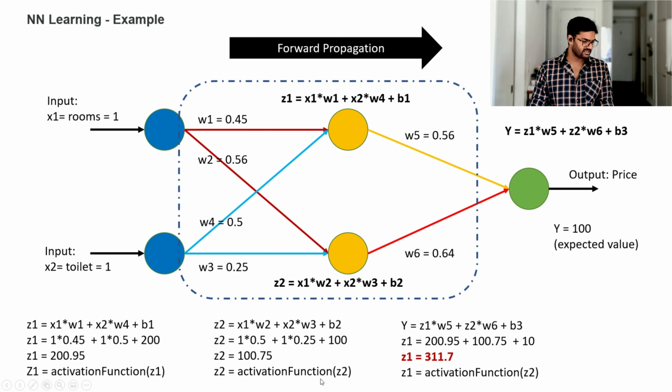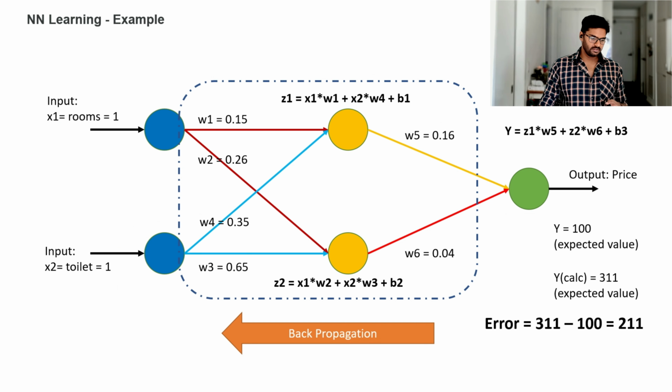And then we apply an activation function to both of them. And then we calculate Y based on Z1 and Z2. Let's say the value is 311. And this is how we will calculate the error. We will say, okay, you were expecting a value of 100. You have calculated 311. So the error is 211. Why don't you go back to the network, update the weights, and then we try again.